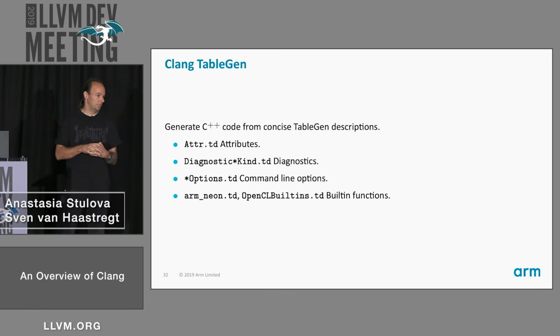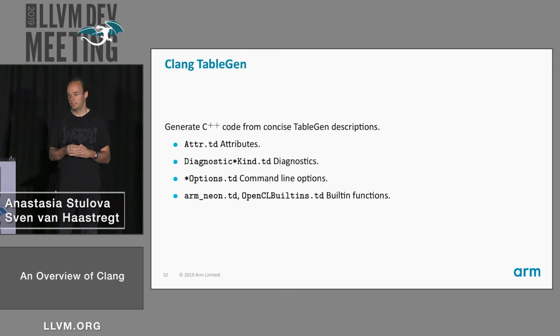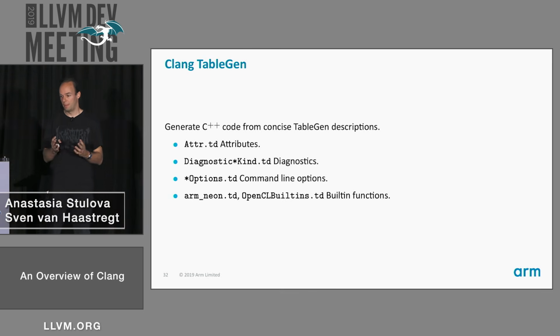As you've already seen, we are also using TableGen to describe all the different diagnostics. We're using TableGen to describe all the options that Clang can take, because you might not realize, but actually option parsing is one of the major parts of the front end as well. And then if you have a lot of built-in functions for a particular target or a particular language, you can describe these in TableGen as well.